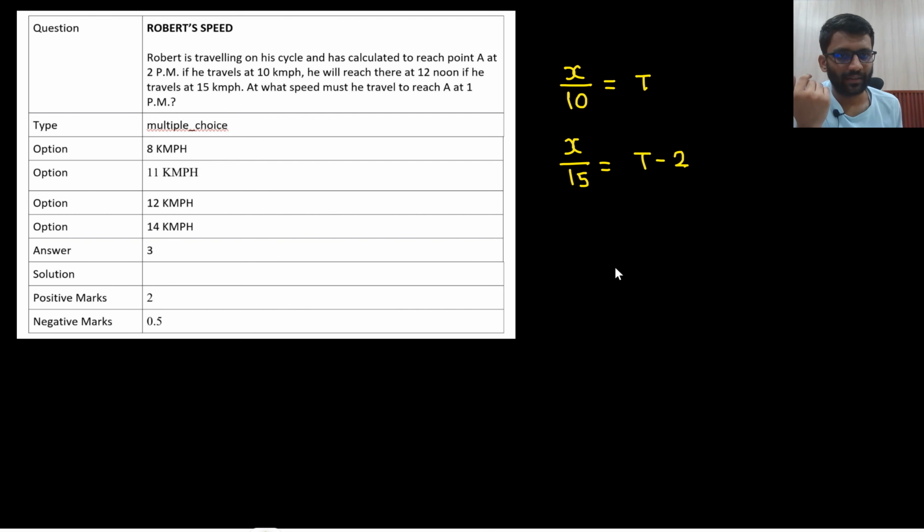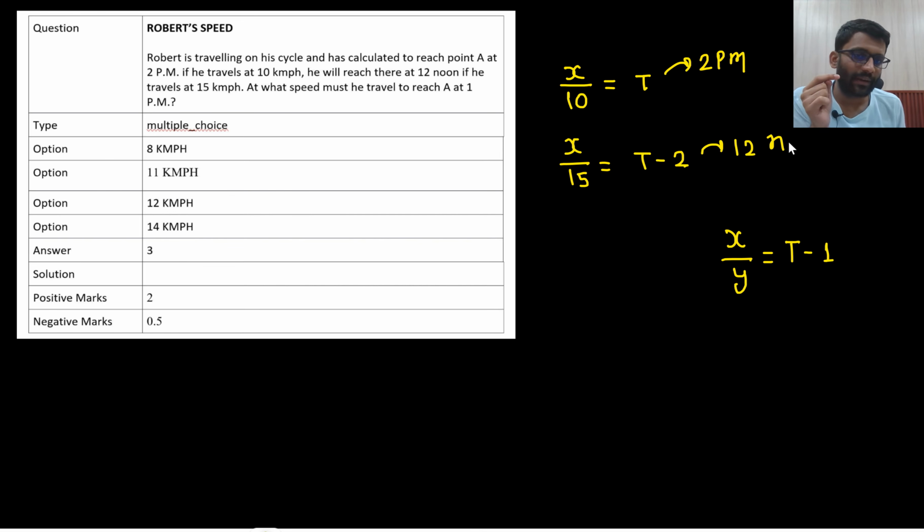So what is his speed? Can we find out the speed, right? Now what they are asking: at what speed should he travel to reach A at 1 p.m.? Let's just say the speed is y. This is the distance, distance is x, and the speed is y at which he should travel to reach at 1 p.m. That means he should reach in t minus 1 time, because this was 2 p.m., this was 12 noon, and this would be 1 p.m. So first we need the value of x.